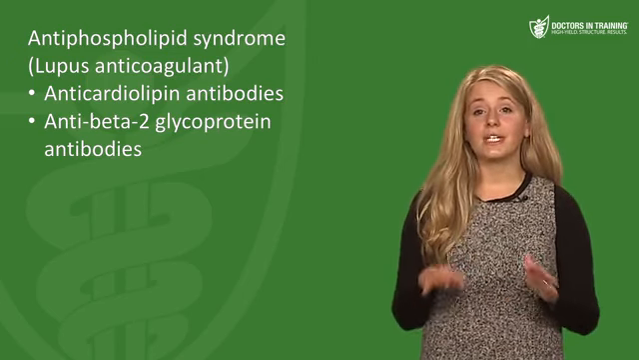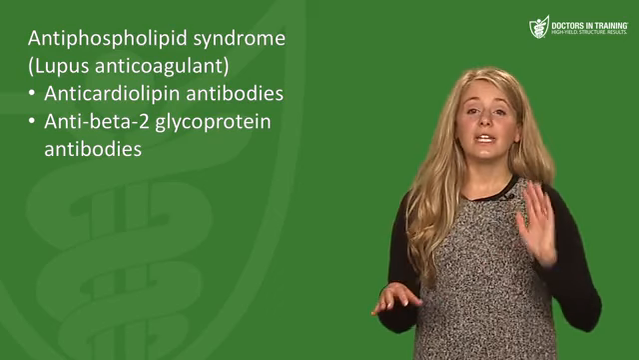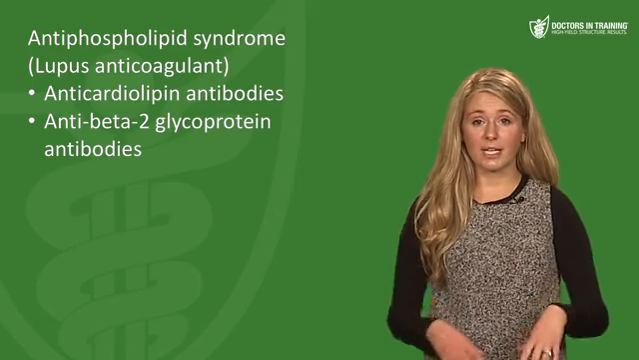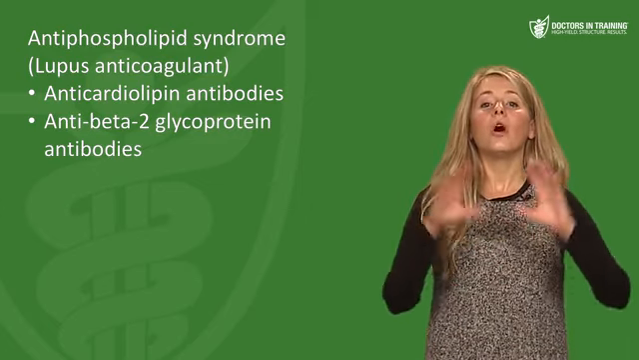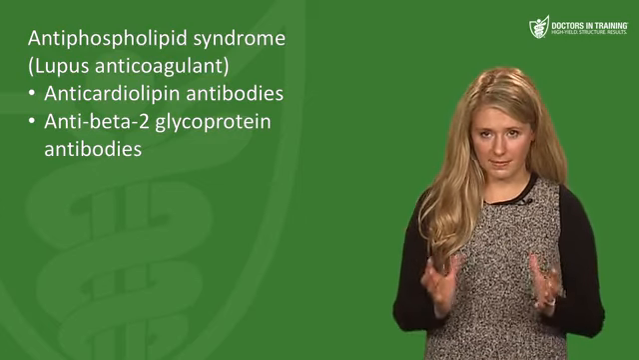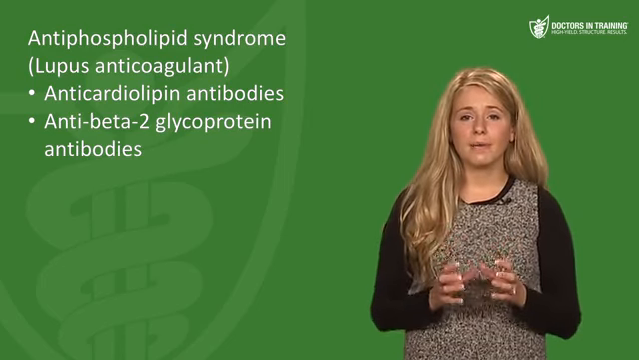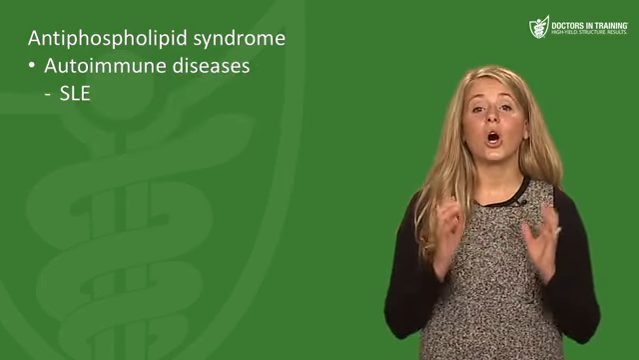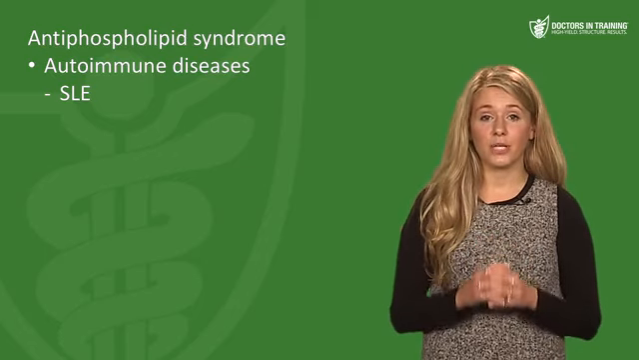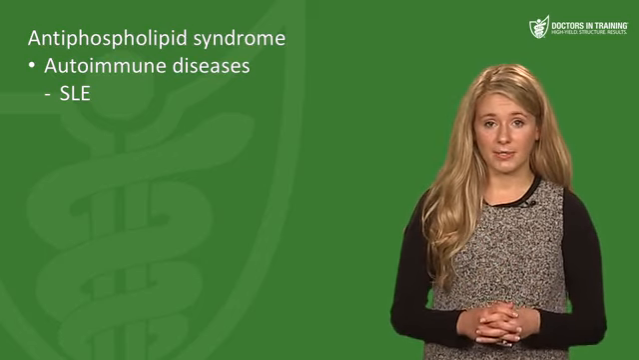All of these terms, anti-cardiolipin antibodies, anti-beta-2 glycoprotein antibodies, antiphospholipid antibodies, and lupus anticoagulant, they all refer to the same group of antibodies. You don't need to worry about the subtle differences between them for Step 1. Just recognize they all go together and they're associated with lupus and other autoimmune diseases.